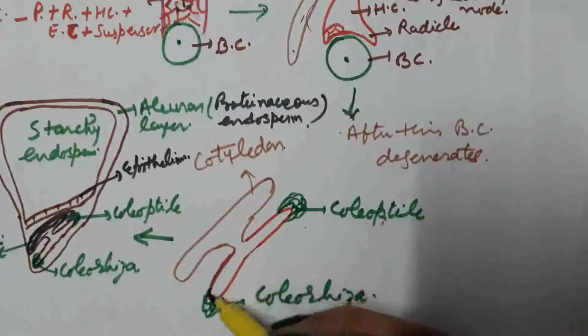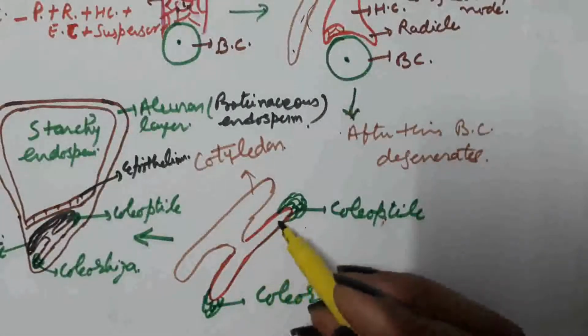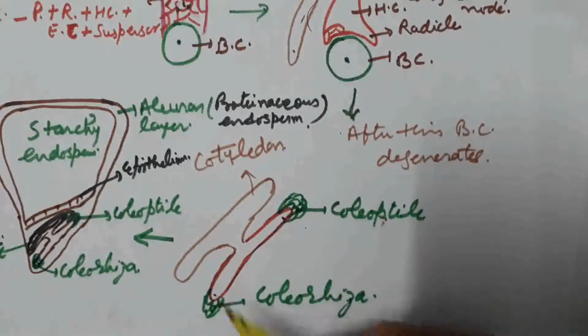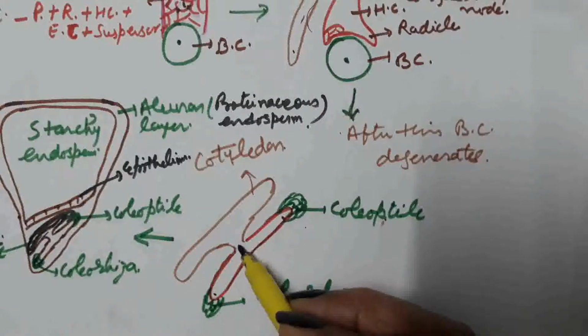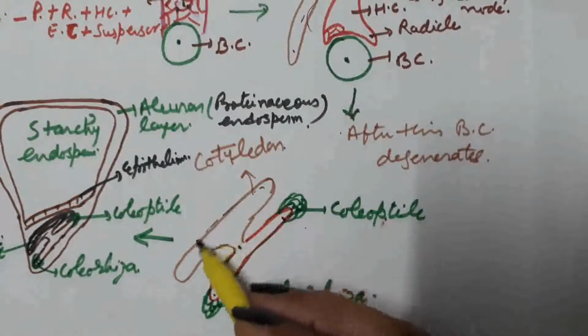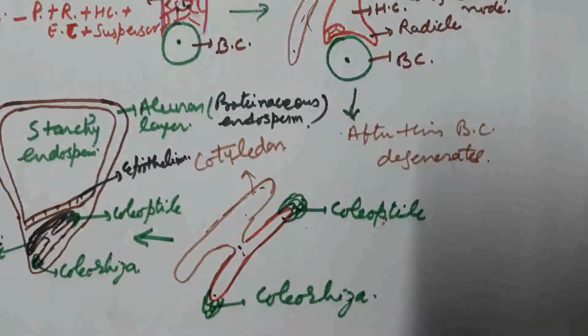This is the embryonal axis. This is the plumule part. This is the radicle part. This is the cotyledonary node, through which the single cotyledon or scutellum is found attached.